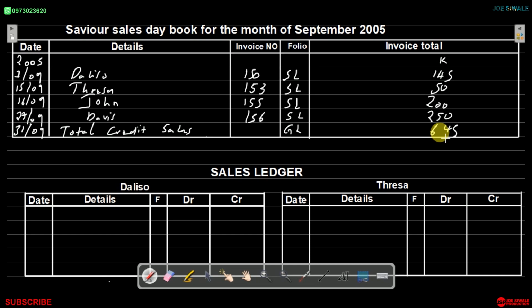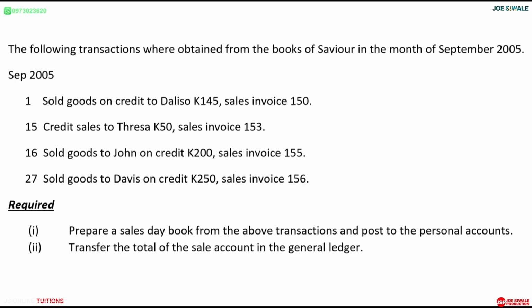So we have just answered the first part, and if you look at our Roman numeral 1, it said prepare a sales day book from the above transactions, which we have done. But the second question reads post to the personal accounts. So we are supposed to post in the personal accounts, and we are going to do that by writing down the sales ledger.